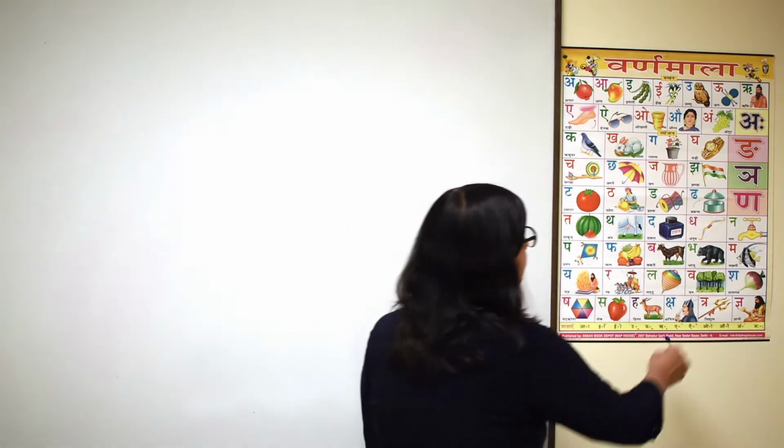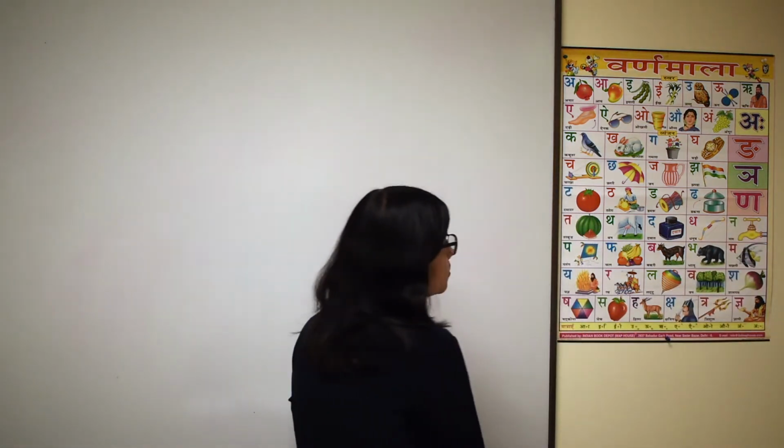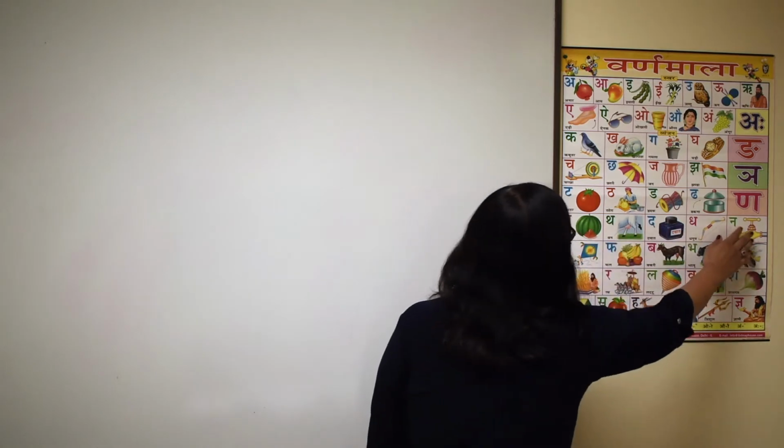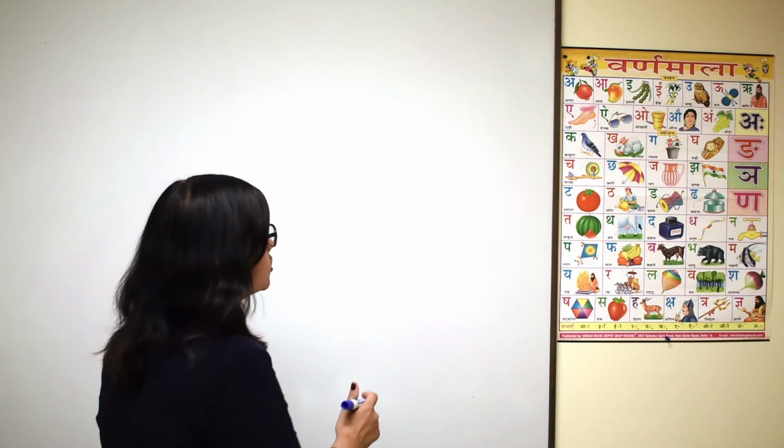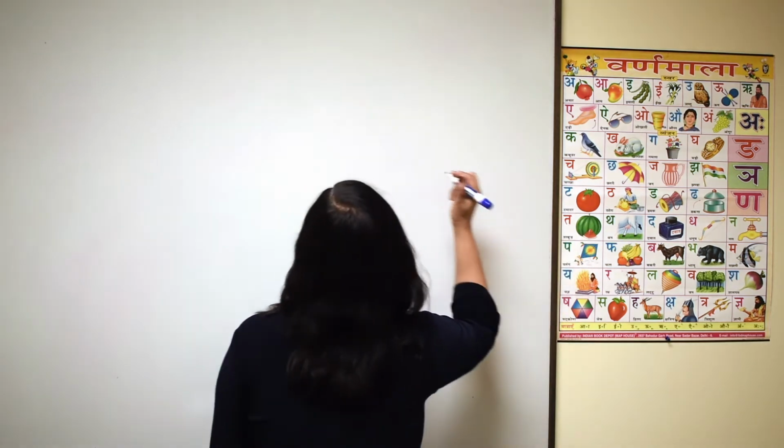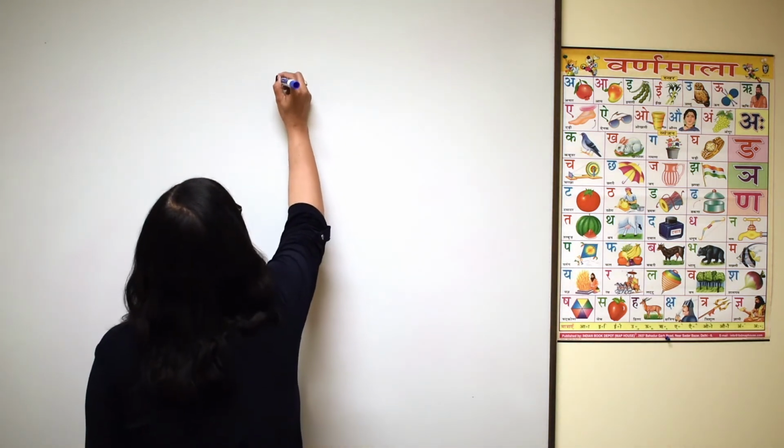Last time we ended at Na, and we are looking at the next set in the Hindi consonants, which is dental, which means that we use our teeth to make them. And I will show you how to make each one. Okay, so the first one is the.